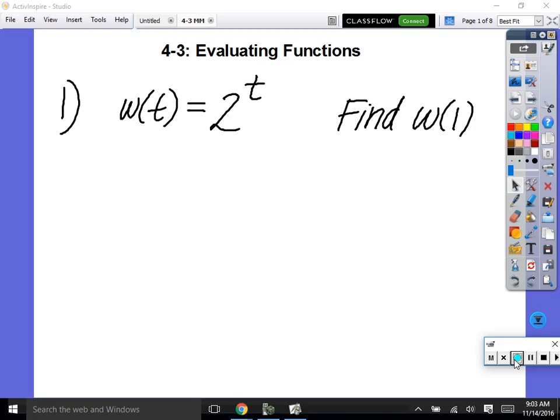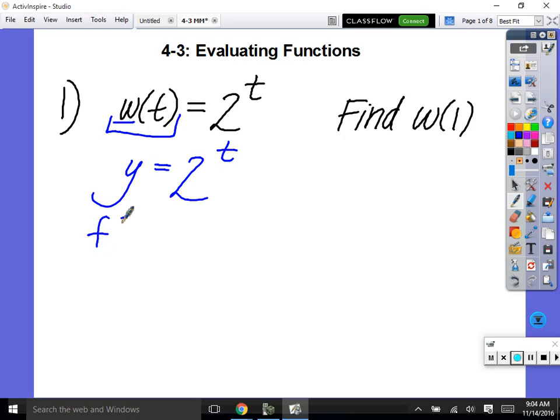First of all, we've got to get some notation straight. When you see W of t, that's just the same thing as having y. So y is equal to 2 raised to the t power. Don't get that confused. If you see W of t, that just means we have a function of t. In the past, you probably saw it written like F of x, which just means we have a function of x. Does that make sense, everybody? But it's the same thing as a y, so we can't get that confused.